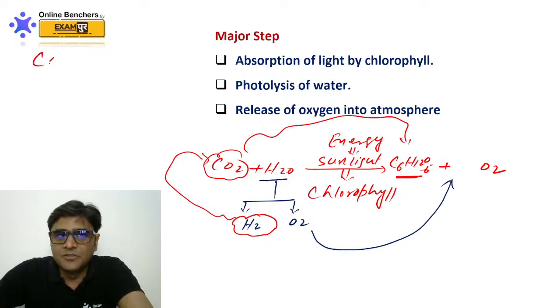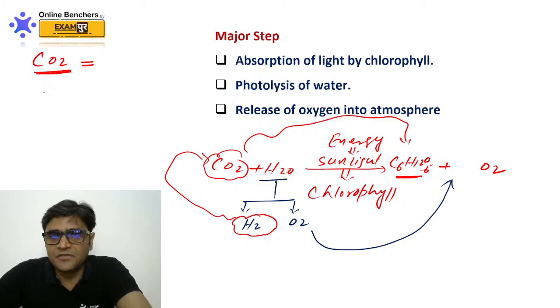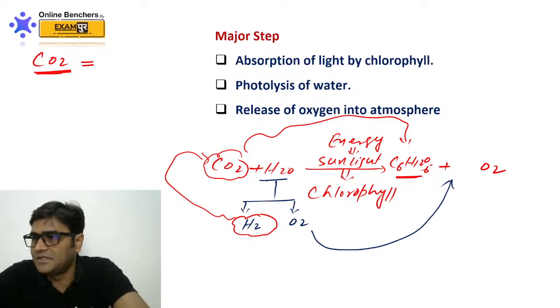So now tell me, during the process of photosynthesis, is CO2 oxidized or reduced? Tell me. Does oxidation of CO2 take place or reduction of CO2 take place? Tell me.